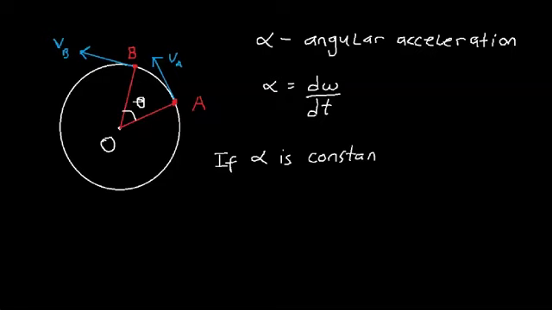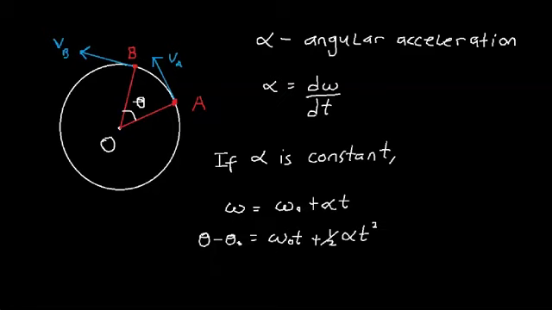If angular acceleration is constant, we can write our equations of motion for circular motion, similar to the equations for rectilinear motion, as follows. Omega equals omega naught plus alpha t. Theta minus theta naught equals omega naught times t plus half alpha t squared. And finally, omega squared equals omega naught squared plus 2 alpha times (theta minus theta naught), where theta minus theta naught represents the angular displacement within the time elapsed.